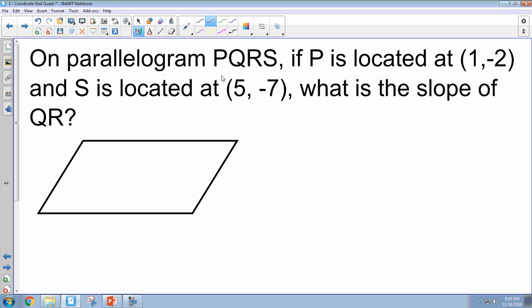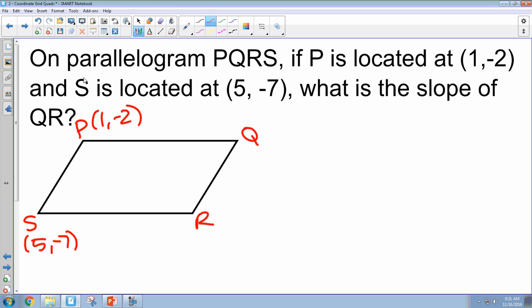PQRS tells you the order around your shape. So for example, P, then Q, then R, then S. You should be able to go clockwise around or counterclockwise, it really doesn't matter, but you should go in order with these letters. We know P is at (1, -2). We know that S over here is at (5, -7). So we could find the slope between these two lines. What they really want to know is the slope of QR.